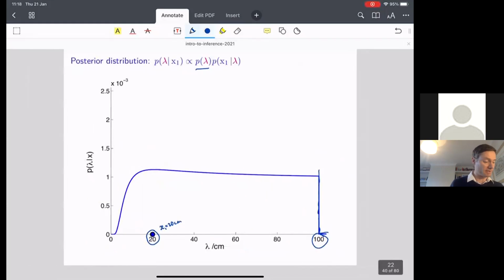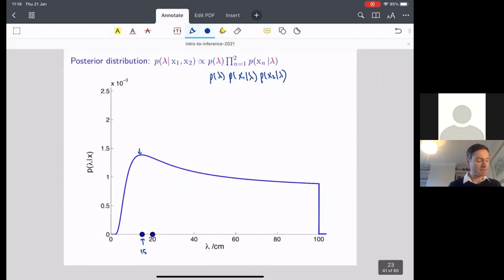The first likelihood function here for x1 equals 20 centimeters says it's ruled out these low settings of lambda down here, but anything up to 100 centimeters is roughly equiprobable. So it doesn't really tell us much amongst the high lambdas, and doesn't prefer one or the other. There's a slight preference for lambdas around 20, but it's not big. By the time the second data point comes in, the x equals 15 centimeters data point, a peak starts to emerge because its likelihood function is a bit peaked in that area.